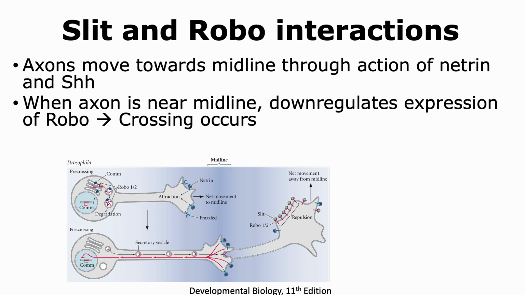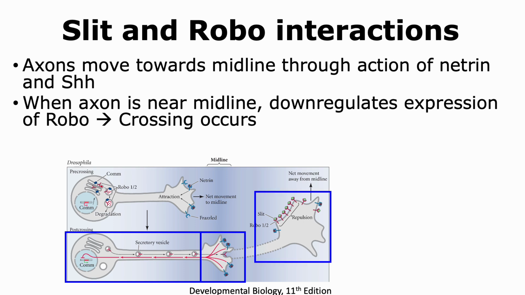And hence that is what is happening with the axon, where the axon that is now going towards and crossing the midline has downregulated the expression of robo, and hence it is unable to recognize slit, and slit has no effect, and thus the axon crosses over.